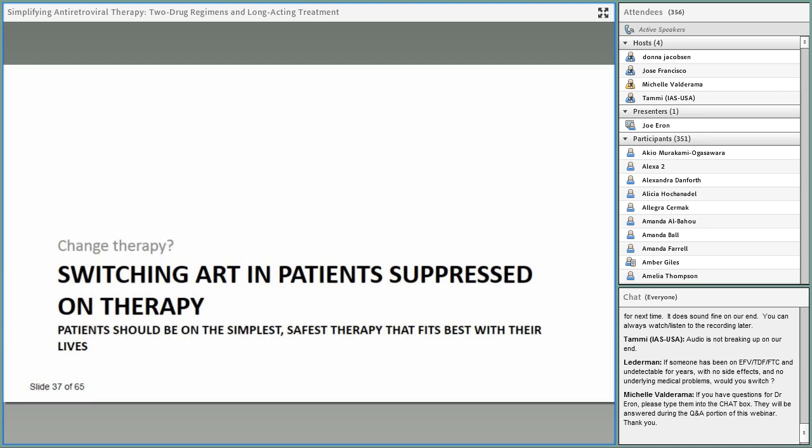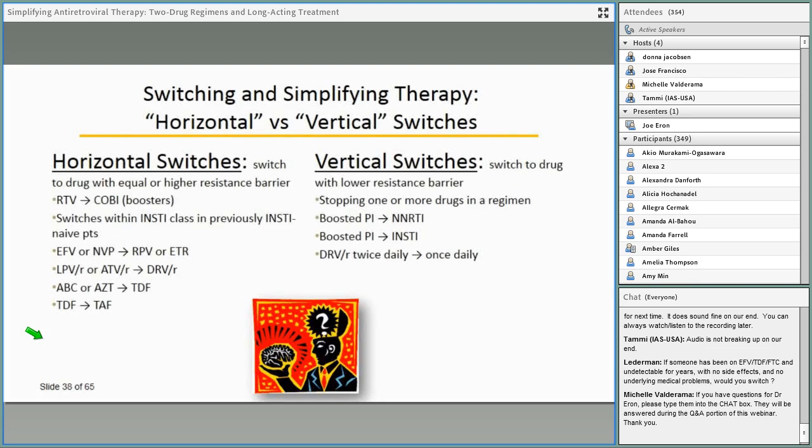Okay, well, what about switching therapy in suppressed patients? This is kind of how I think about it, which is that individual patients should be on the simplest, safest therapy that best fits in their lives. And probably for most people that's once a day, but maybe not everybody. For some people that may be a long-acting injectable, which we're going to get to in a little bit.